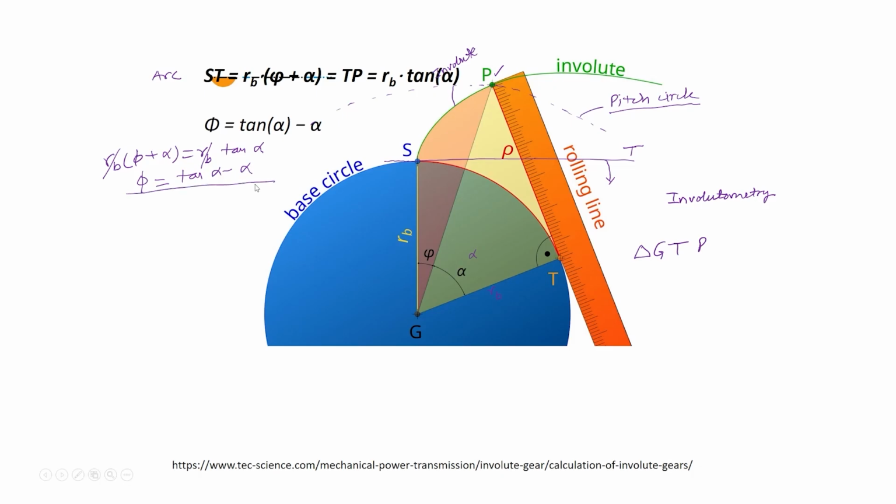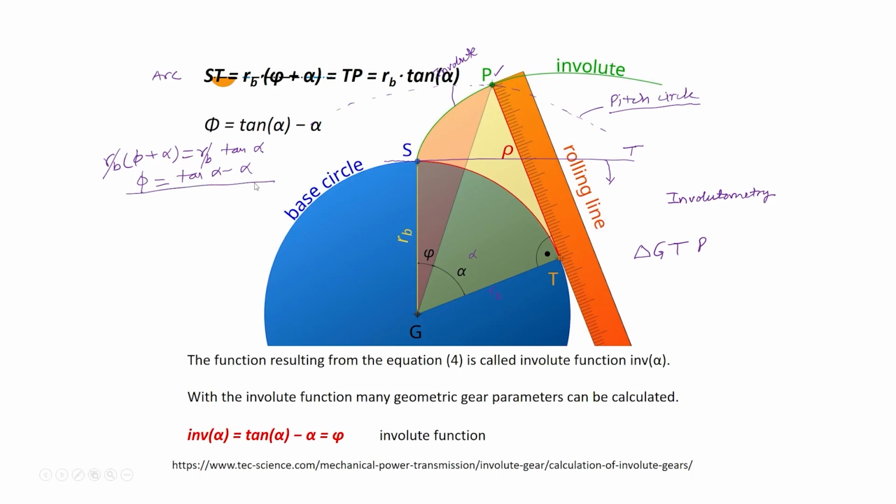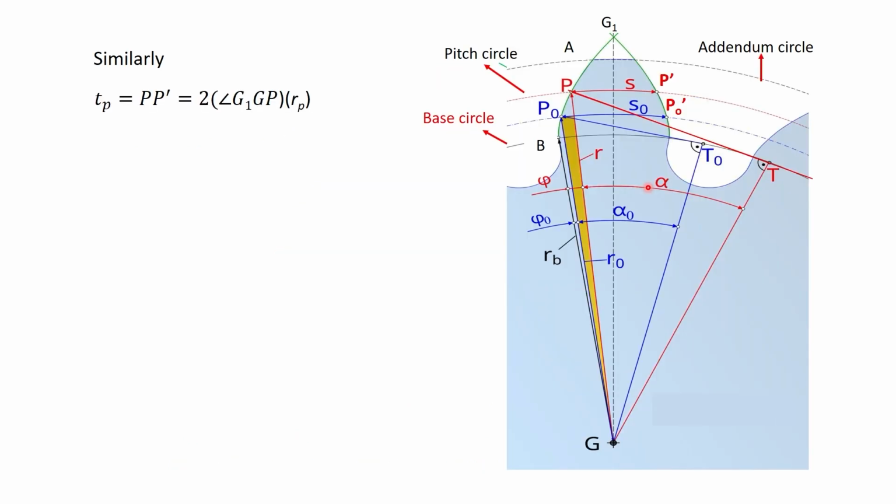This is called the involutometry, and this methodology is used to determine the gear tooth thickness. Similarly, the thickness of the gear tooth at the pitch circle, this is the pitch circle represented here. So, that is capital P to P dash. P dash is the tooth thickness along the pitch circle, and that is written as TP.